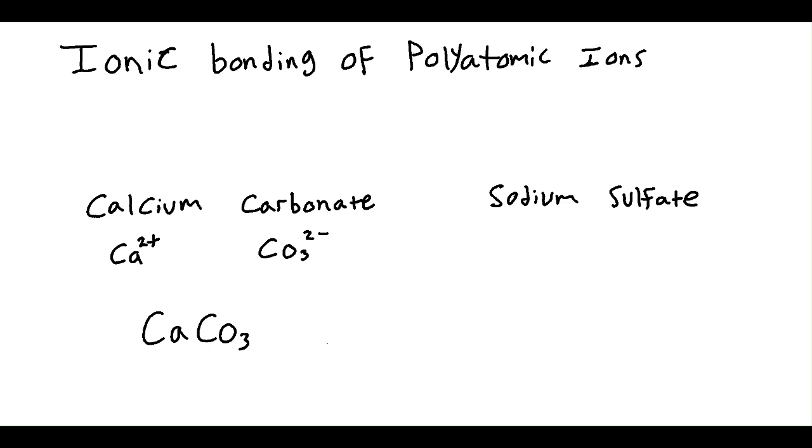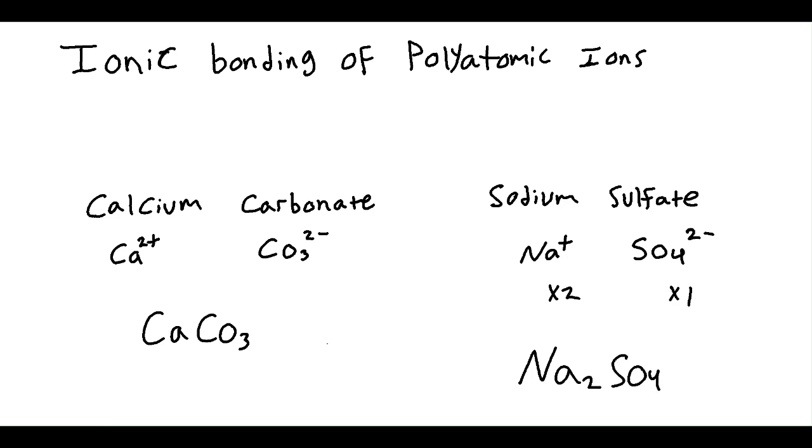Let's do the same for sodium sulfate. So sodium is in group 1 of the periodic table. That means it likes to get rid of 1 electron. That leaves it as Na+, and then sulfate is SO4 2-. Now we have to find a ratio that leaves us with a neutral charge. The easiest way to make that work is take 2 of these and take 1 of these, and that leaves us with Na2SO4, and that would be sodium sulfate.